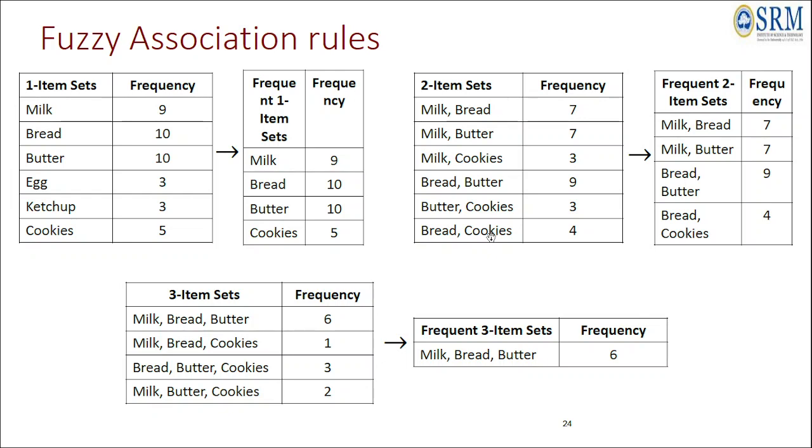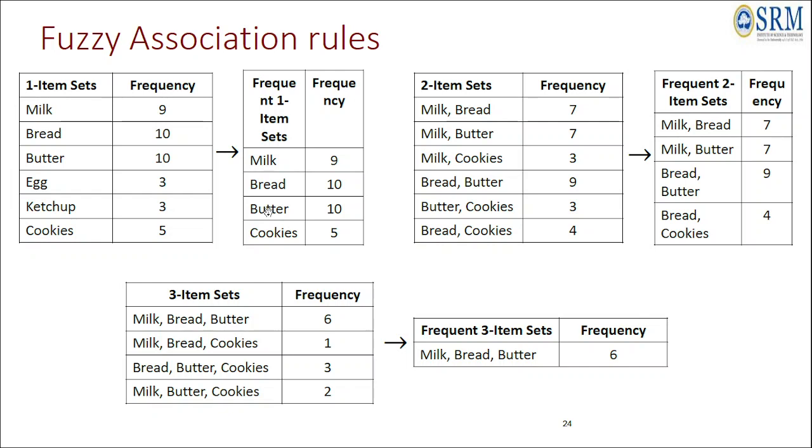Now, the question arises that although there are items such as egg, ketchup, and many other items, in these two item sets why am I considering only milk, bread, butter, and cookies? Because we have already understood from the frequent one item sets that these four are the items that are occurring. Again, another question arises: on what basis can we say that these are the most frequent items? My egg and ketchup are also there.